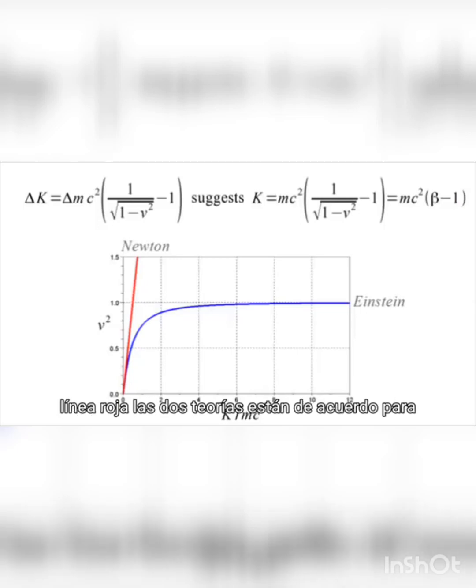Newtonian theory predicts the red line. The two theories agree for small velocities, but Einstein predicts that as the kinetic energy of an object increases towards infinity, the speed approaches but never reaches the speed of light. No matter how much energy you exert trying, you will never get an object to reach the speed of light, let alone exceed it. The speed of light is an absolute speed limit. This is another radical prediction of relativity.